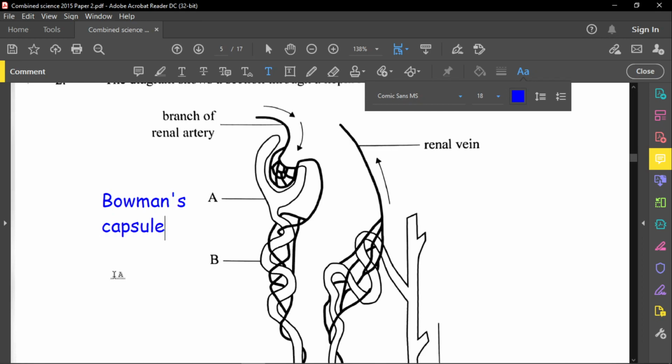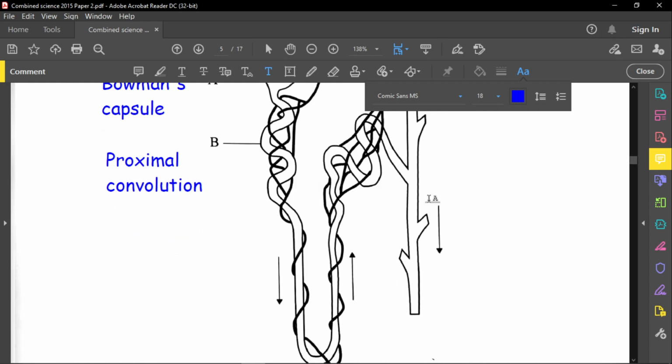B will be our first convolution, which is known as the proximal convolution. It's proximal because it's closer to the Bowman's capsule. The last one over here is the distal convolution, just to make a note of that. Then we have our collecting duct right here, and a loop of Henle at the bottom right there.